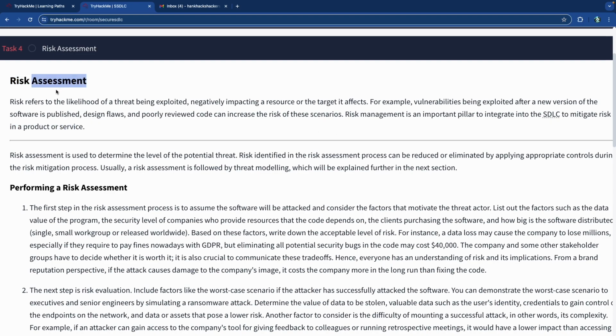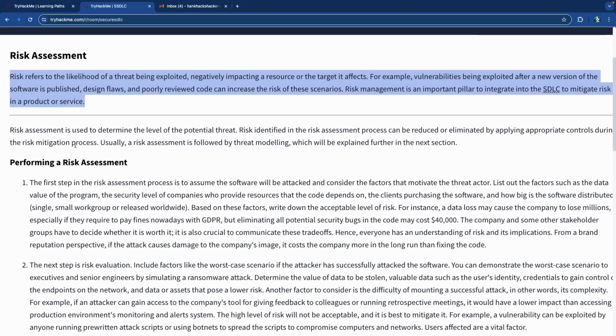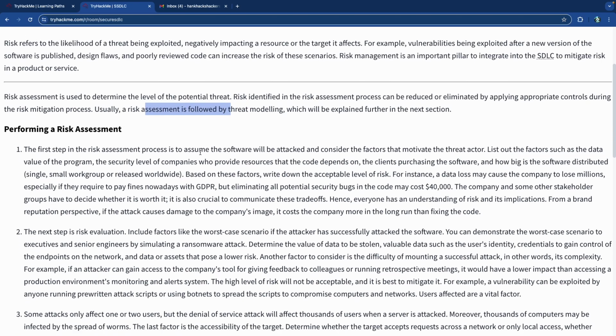So risk management is an important pillar to integrate into the software development lifecycle to mitigate risk in a product or service. And when you are doing an assessment, it's very similar to a vulnerability assessment. You're looking at what kind of risk is available in this particular case. How likely is it that we're going to be attacked? That's essentially what that means. So it's used to determine the level of a potential threat, and any risks identified in that process can be reduced or eliminated by applying appropriate controls during the risk mitigation process. And usually a risk assessment is followed by threat modeling, which will be explained in our next section.